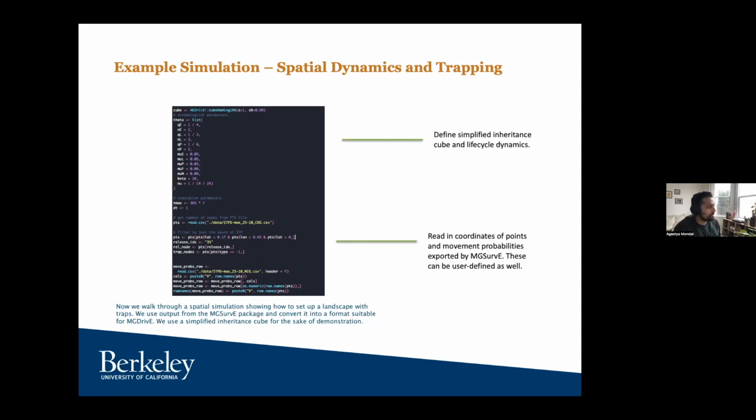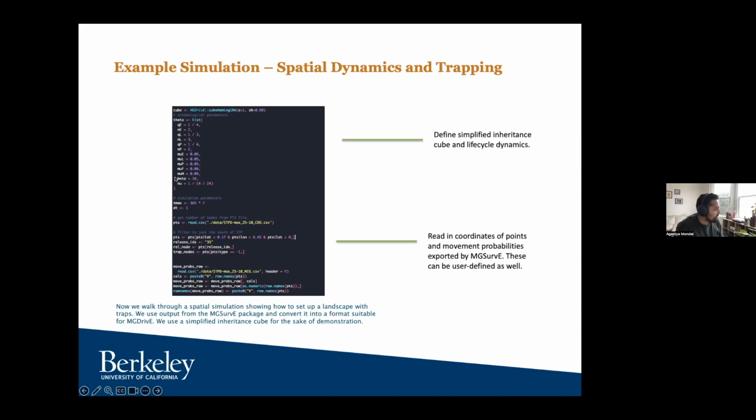segment. So I'll just walk through quickly how we would set up a spatial simulation using traps, an optimized trap landscape based on the routines in MGSurvE, and how we would feed that into MGDrive and what the output looks like here. So here I'm just using a very simple inheritance cube, not a custom one at all. So if you see this, the first line of this code, that cube is provided by MGDrive directly, so you don't even need to write your own.